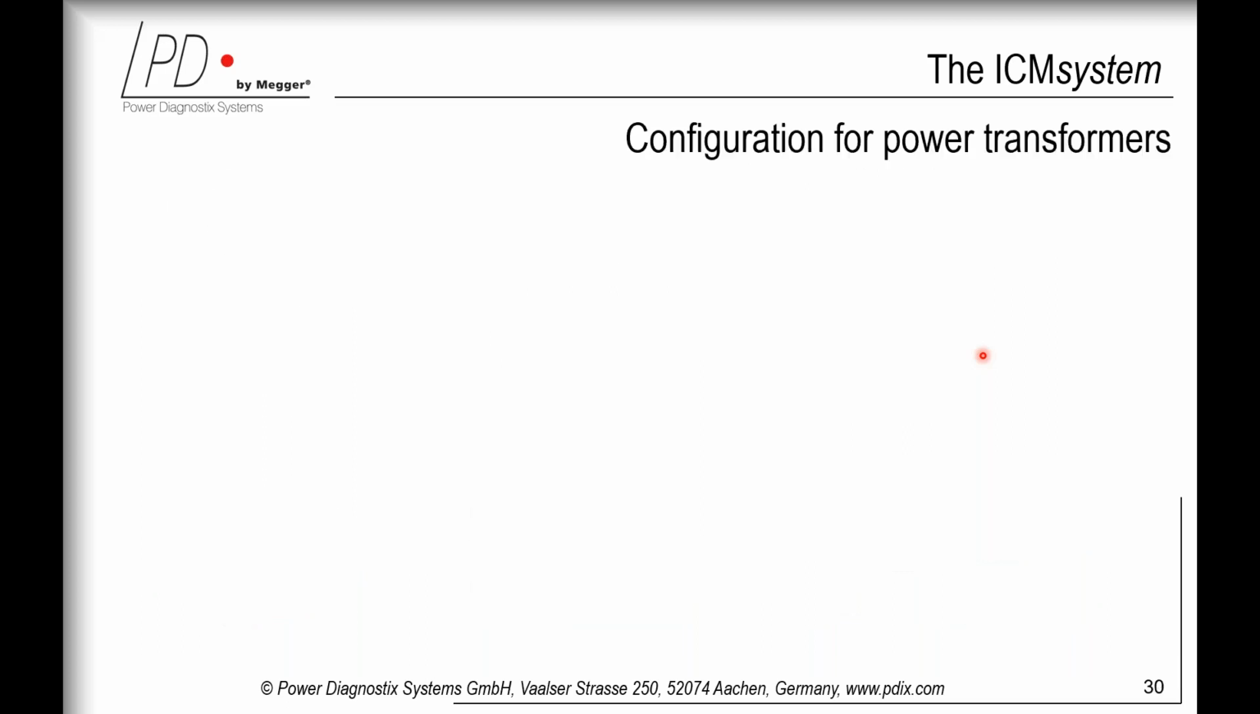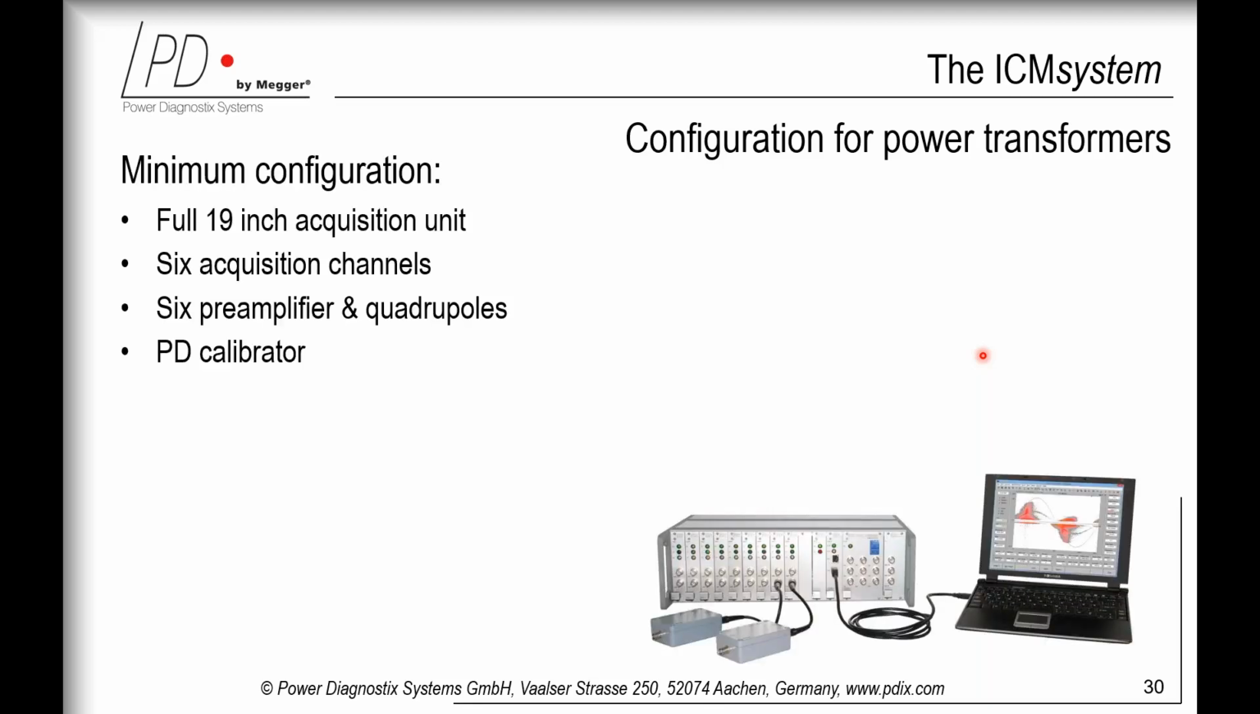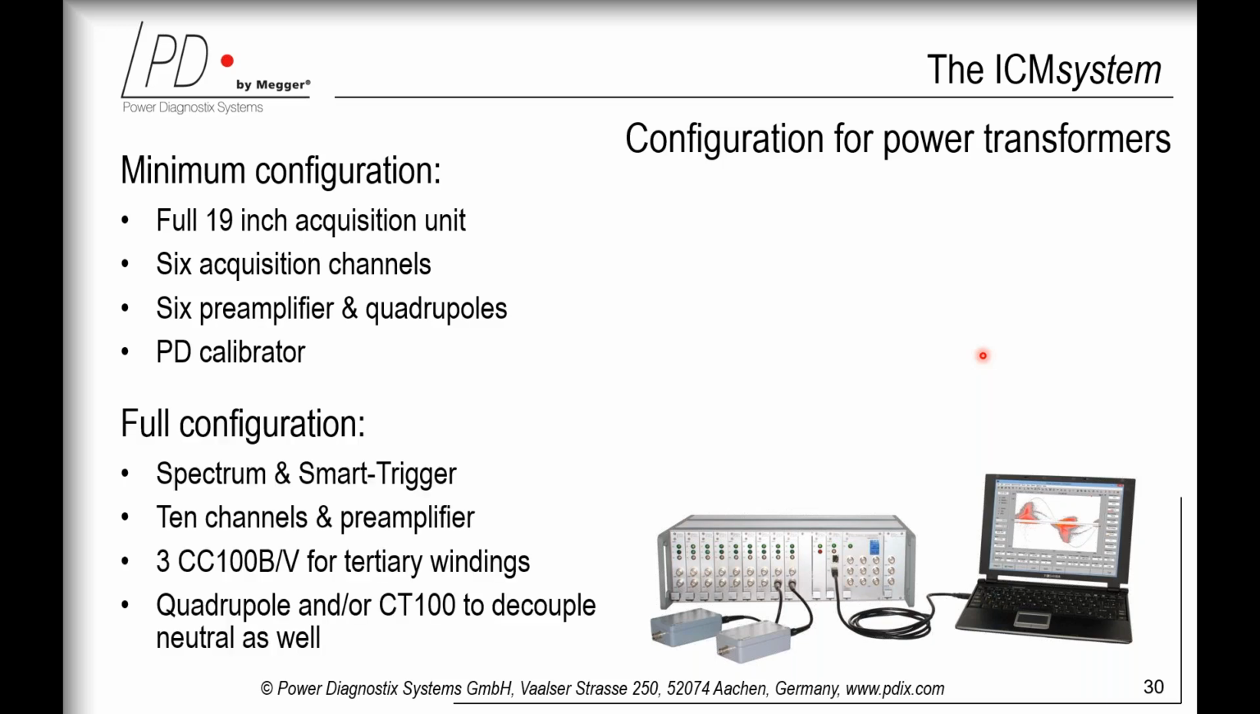So what does the minimum configuration for power transformers look like now? The minimum configuration for power transformers reflects the requirement to measure up to 6 bushings in parallel to comply with IEC 60763. So the 19-inch acquisition unit, 6 acquisition channels, preamplifiers, and quadrupoles together with one PD calibrator are needed. Beyond this, the full configuration adds a spectrum analyzer option and the smart trigger for enhanced acoustic location.